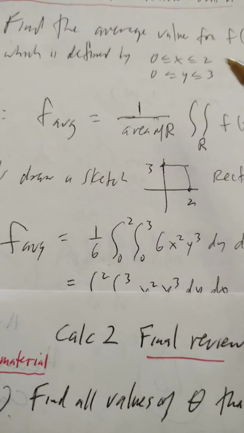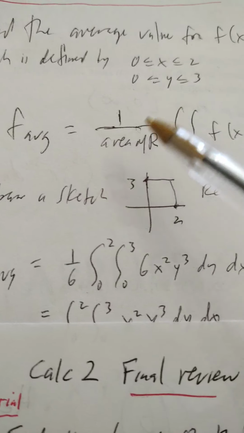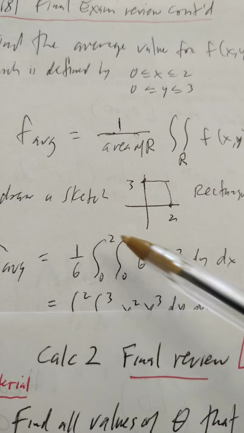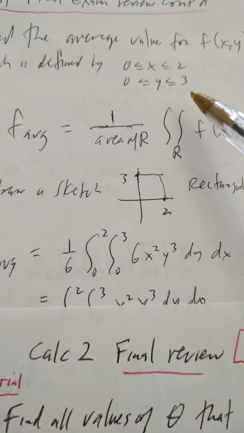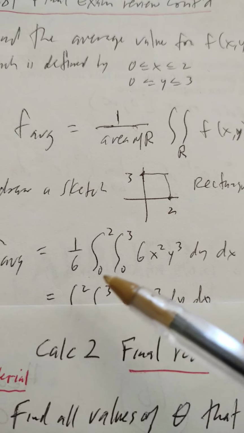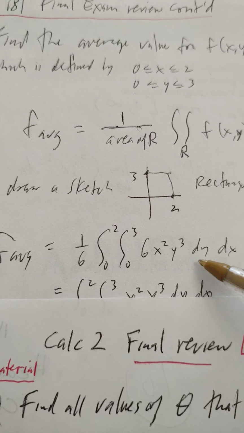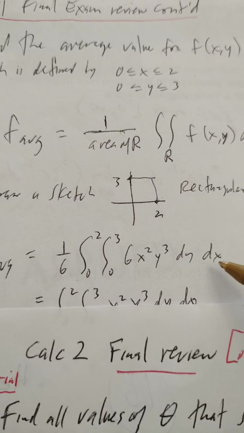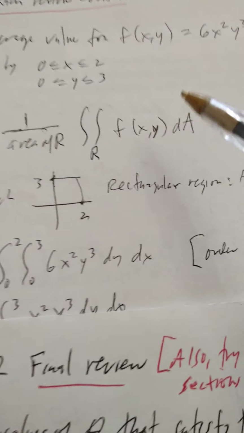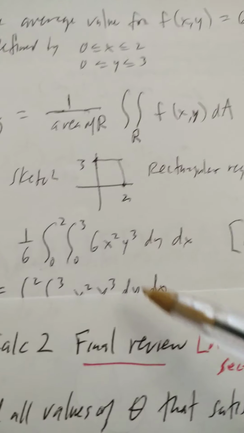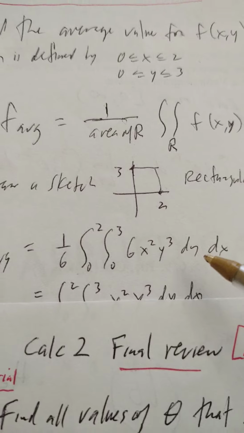And then, because this is a rectangular region, the order of the integration does not matter. So I just went from x equals 0 to x equals 2, y equals 0 to y equals 3. And since my y is on the inside integral, that's why I got dy first, and then the dx on the outside. And then here's our function, f of x comma y, that was given, 6x squared y cubed. So this is the way we're going to set it up for the average value.